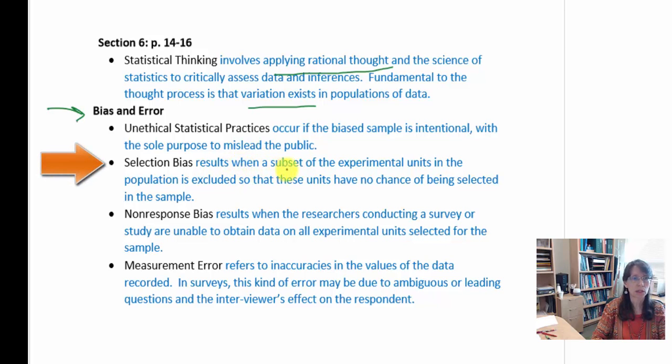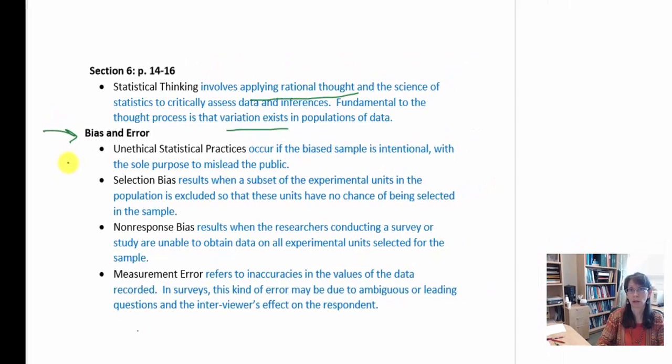Selection bias results when a subset of the experimental units in the population is excluded so that these units have no chance of being selected in the sample. Non-response bias results when the researchers conducting a survey or study are unable to obtain data on all experimental units selected for the sample. And finally, measurement error refers to inaccuracies in the values of the data recorded. In surveys, this kind of error may be due to ambiguous or leading questions or the interviewer's effect on the respondent. Let's see how these types of bias or error may occur.